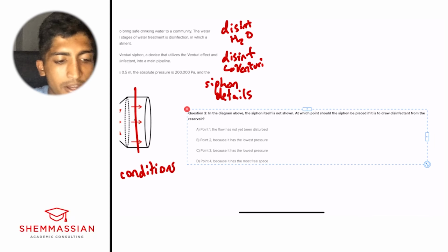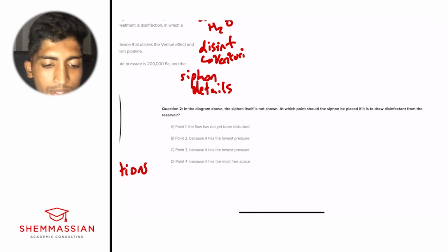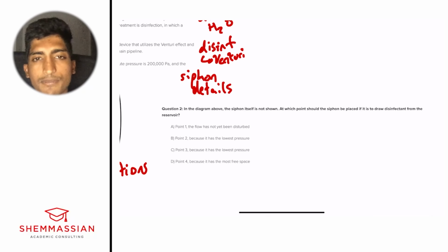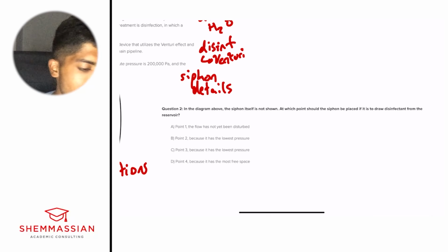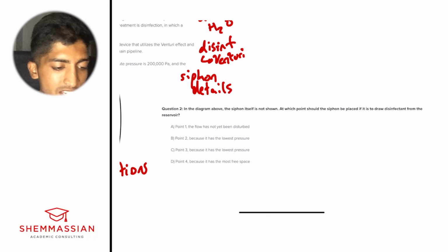In the diagram above, the siphon itself is not shown. At which point should the siphon be placed if it is to draw disinfectant from the reservoir? Okay, so right now, I don't know exactly, it's just asking for the location, but let's go ahead and read the choices. 0.1, the flow has not yet been disturbed.